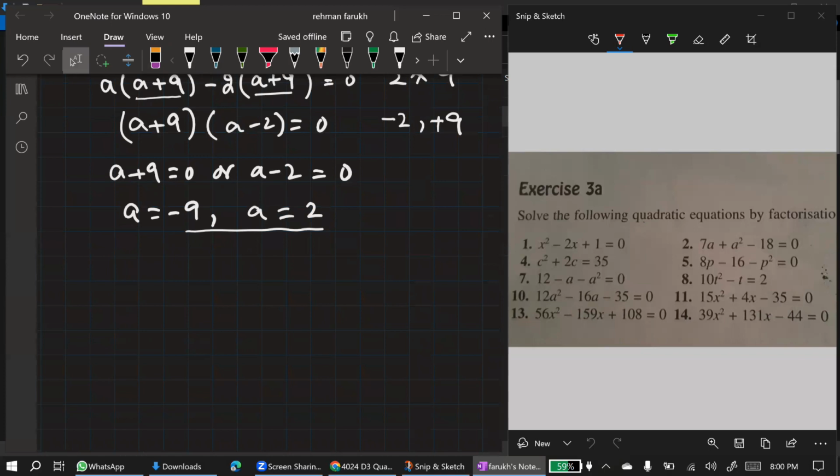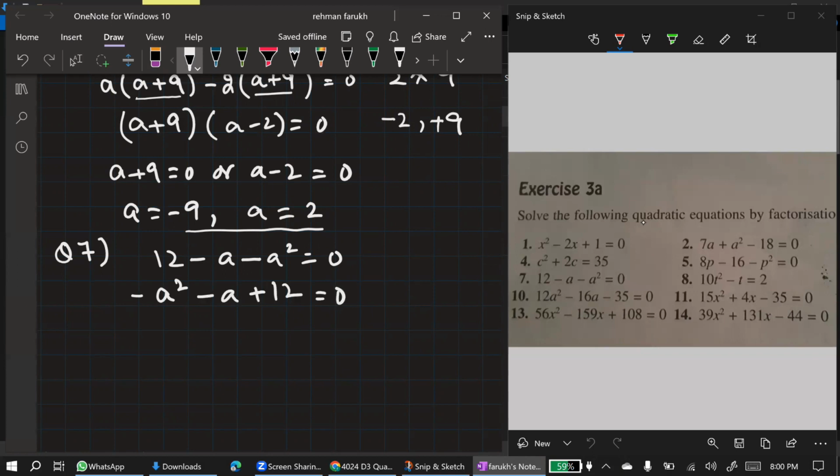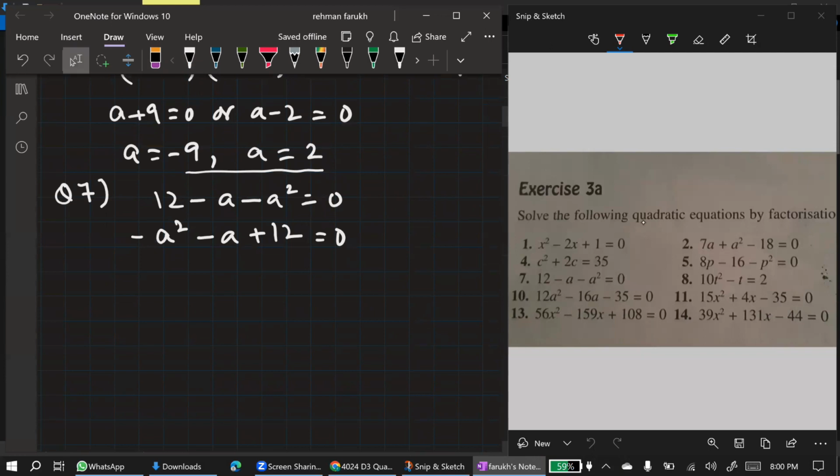Now I will solve question number 7. 12 minus a square is equal to 0. First of all, we will arrange the quadratic equation: minus a square minus a plus 12. We can make the first term positive by multiplying throughout with negative. If we multiply the first term with minus, we will get a square, then a in the second, and -12 in the third, is equal to 0.